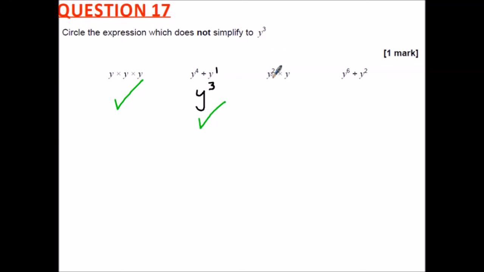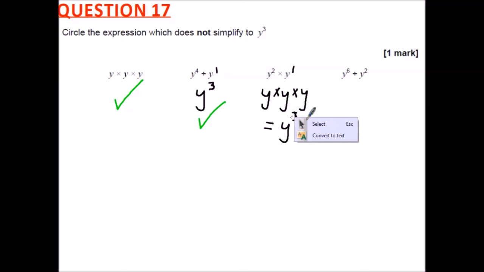Similarly, when you're multiplying them, involving the little power numbers, you add the little numbers together. Y squared means y times y. And you're timesing that by another y. Just a different way of seeing it, but ultimately, you're timesing y by itself 3 times. So you've got y cubed, and so that one does simplify to y cubed as well. So that one, again, simplifies down.